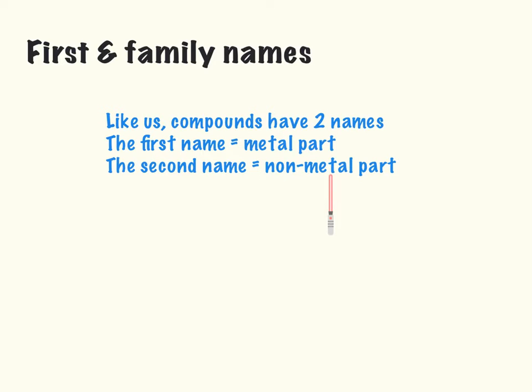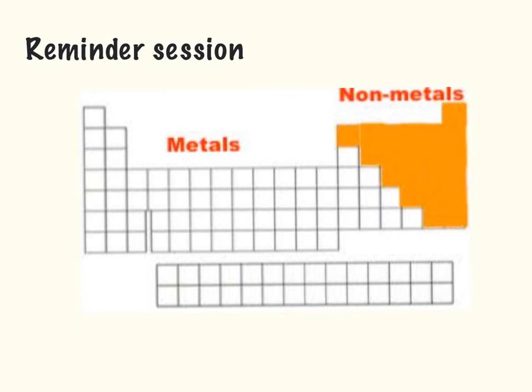Now later on you might see that we can have a metal and a complex ion, and the same rules apply. The metal part is named first and the complex ion is named second. So it's nice and simple if we follow this. In other words, metal bits are always named first. So that brings us to the question, what is a metal and what is a non-metal?